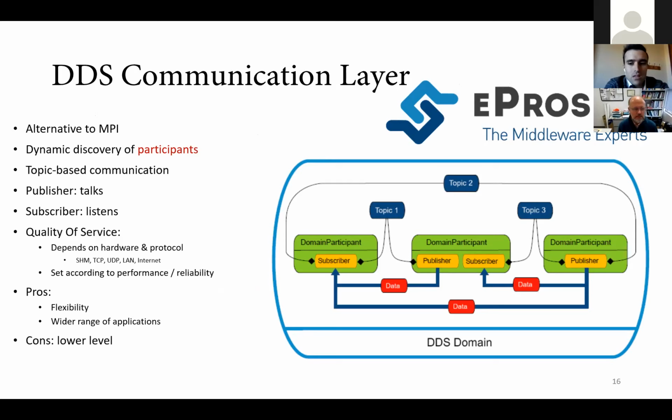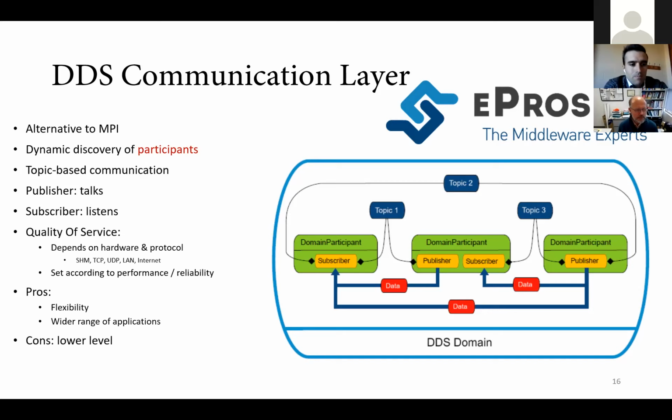DDS has a few advantages. The first one is the dynamic discovery of participants, meaning that whenever a DDS process spawns, it starts to look for other DDS participants, and if a set of conditions is met, then it starts to add that participant, and if need be, listen to the participant. I said listen because there are publishers and subscribers. A publisher is a DDS participant that publishes data, and a subscriber is a DDS process that listens to data.